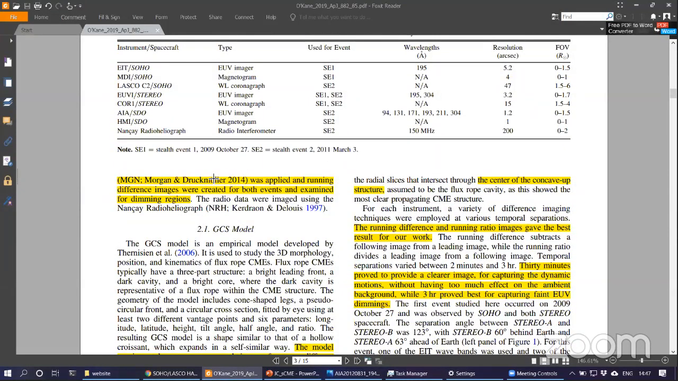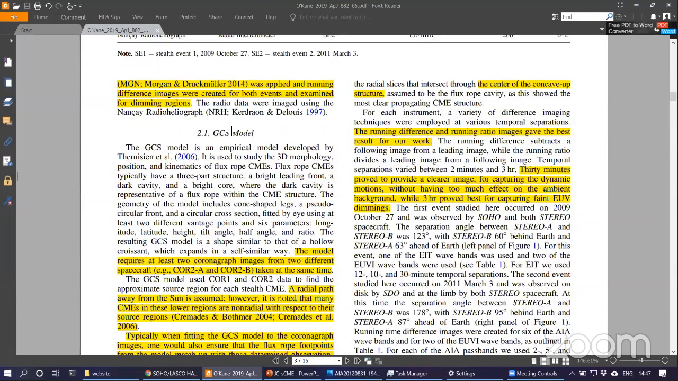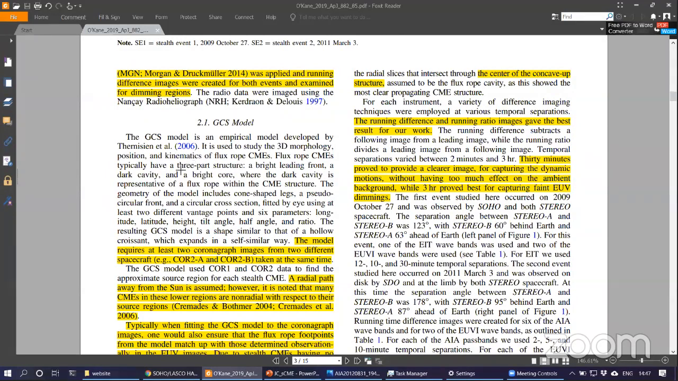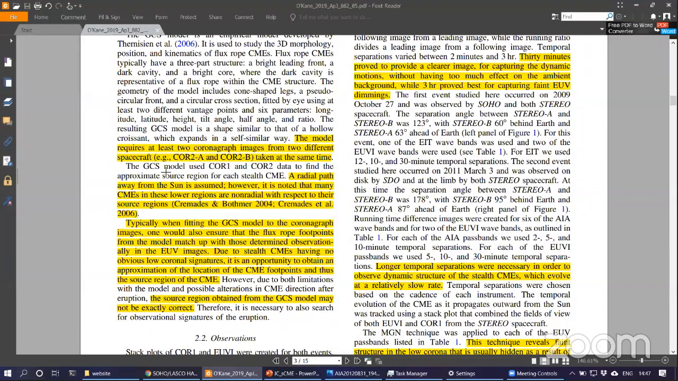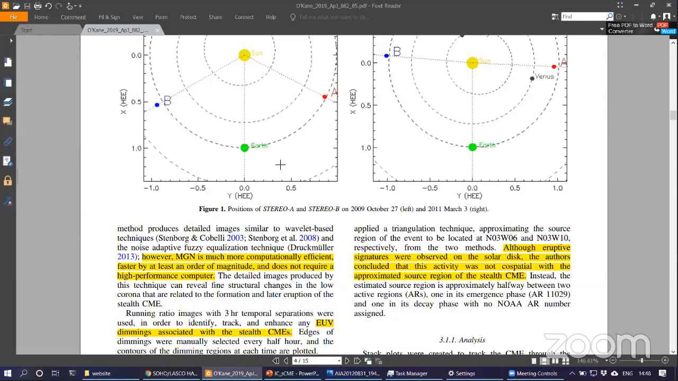And then there is the GCS model. So what is the GCS model? It is based on multiple viewpoints. If a CME is directed in this direction, it is observed by this spacecraft A, and there is LASCO also. A and B represent the locations of STEREO Ahead and STEREO Behind, and the LASCO spacecraft will be on the Sun-Earth line. So based on the observation of the same CME from different vantage points, there is this GCS modeling.